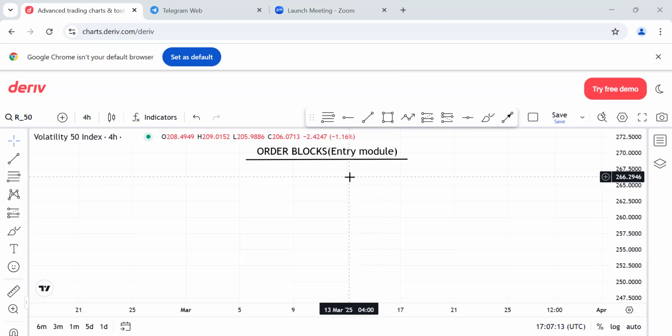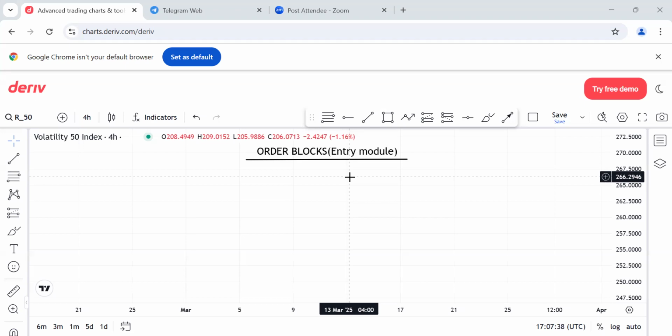So it's basically our entry module. After we've understood market structure, known how to identify the current structure of the market, and spot out the levels and zones formed on that structure, then we proceed to identifying order blocks for our entry here.